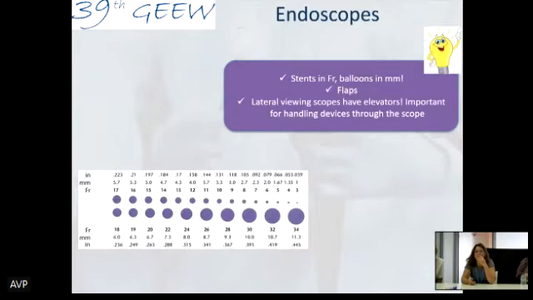So stents are in French, the balloons are in millimeters. As we saw, with dilation, the balloons can finally give a bit larger than the French they are supposed to be. And also the elevators and lateral viewing scope can give a little difficulty in handling the devices through the scope. For example, deploying clips with the lateral viewing scope and elevators can sometimes be tricky.